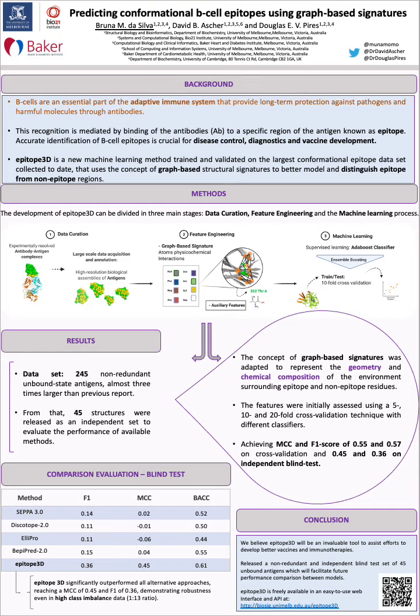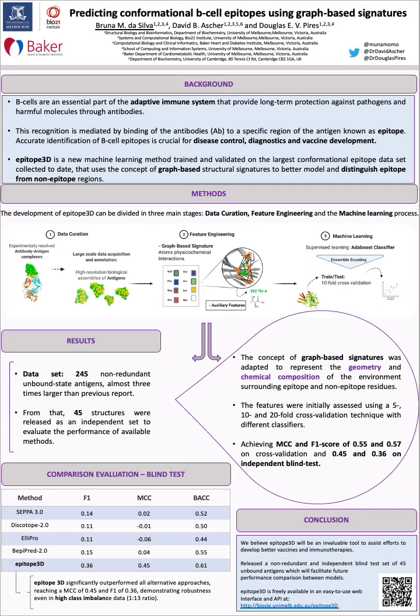B cells are an essential part of the immune system that provide long-term protection against pathogens or antigens due to the antibodies. And how do antibodies identify an antigen and eliminate it? Binding to them. Antibodies connect to a fragment of the antigen called epitope. And most B-cell epitopes are of the conformational type.